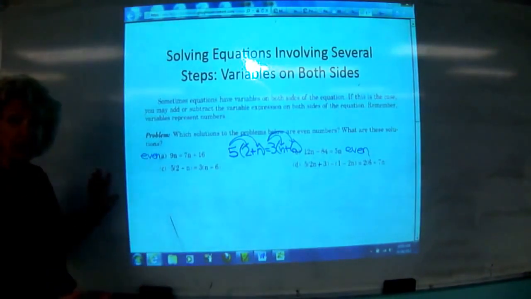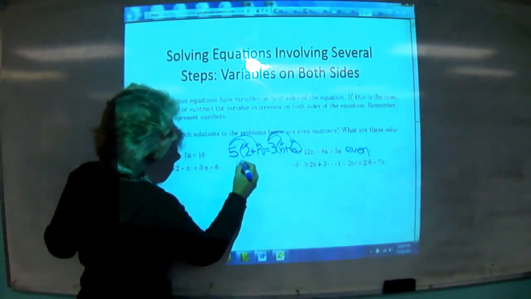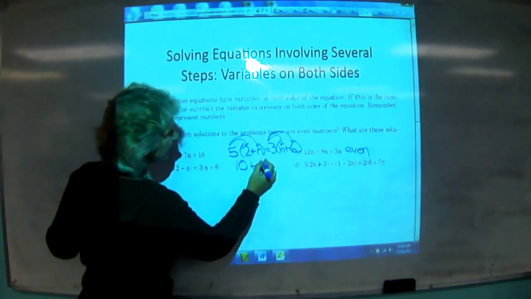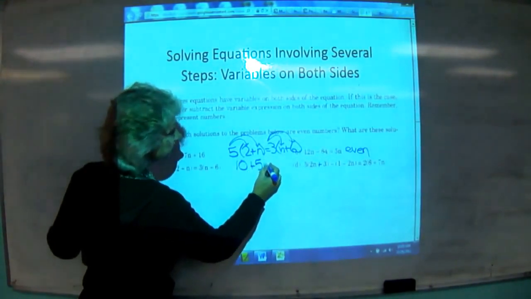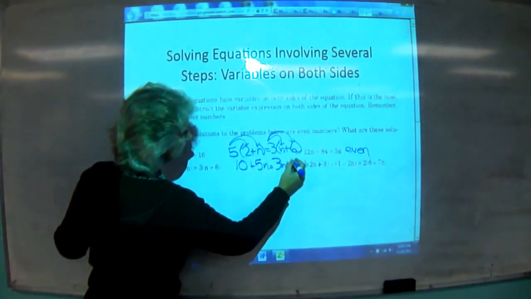The thing that doesn't change is the operator between here. So 5 times 2 is 10, plus 5 times n is 5n. 3 times n is 3n, plus 3 times 6 is 18.